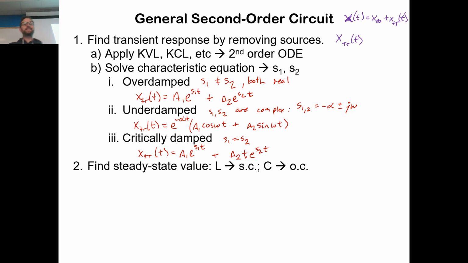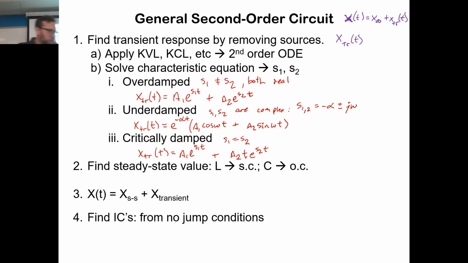All right. To find the steady state value, you look at the steady state conditions. The inductors go to short circuit, capacitors go to open circuit. Your total x of t is then x steady state plus x transient, as we discussed. And then you're going to find the initial conditions from those no jump conditions.